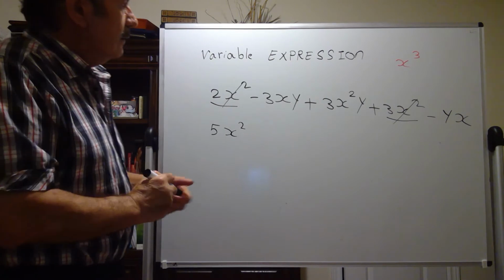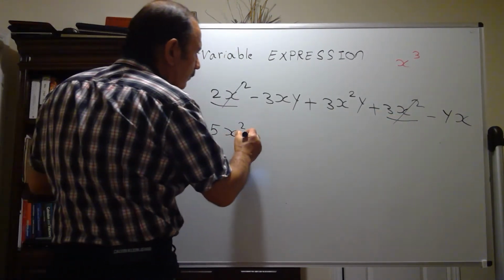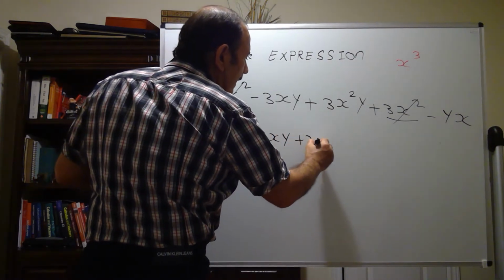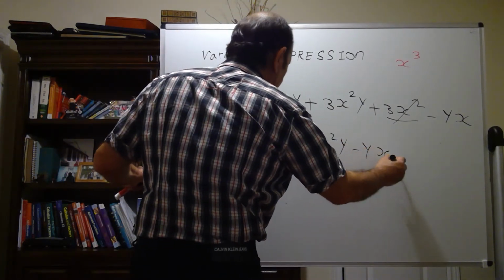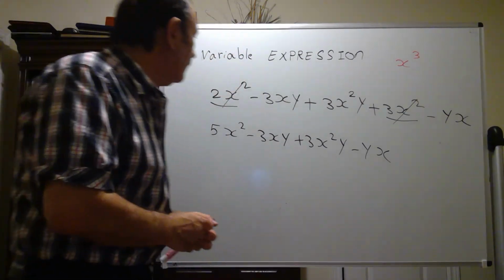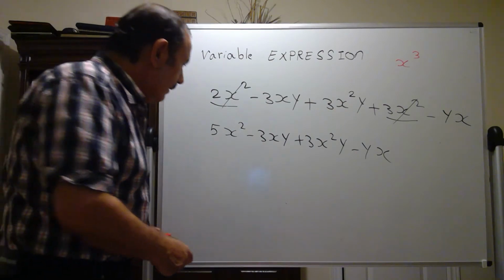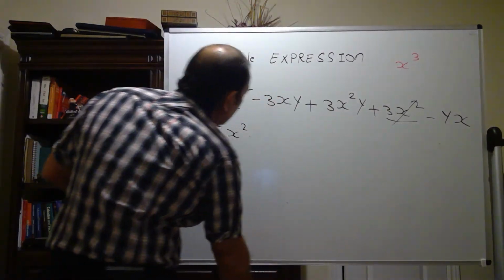Okay, and none of the others are like terms, so we cannot simplify them. Minus 3xy plus 3x square y minus yx. Oh, sorry, I made a mistake. Let me just do this one. 2x square and 3x square are like terms that I add. But look at this one.